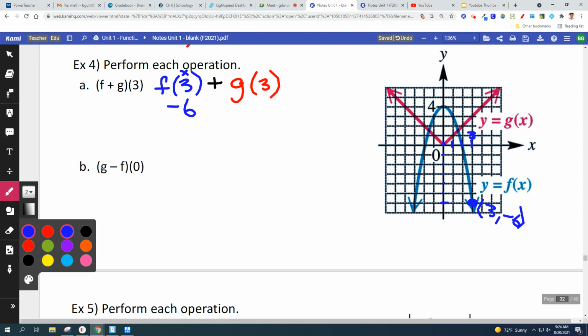Straight from the graph. So g of 3, okay, here's the origin. 1, 2, there's 3. And the g function hits that point right there. That appears to be 1, 2, 3. That is the point 3 comma 3. When x is 3, the g function equals 3 right there.